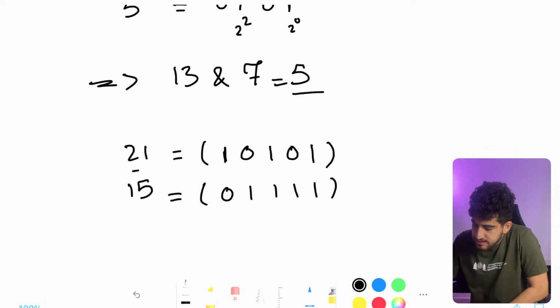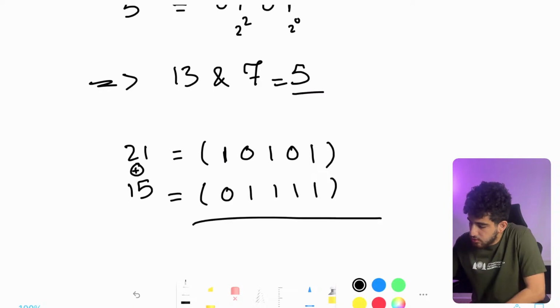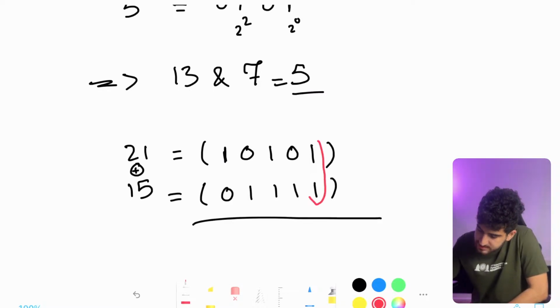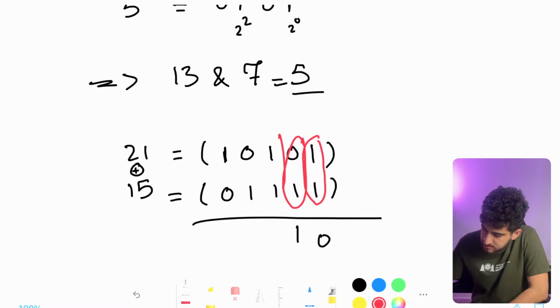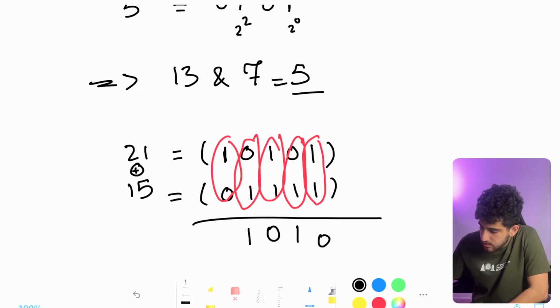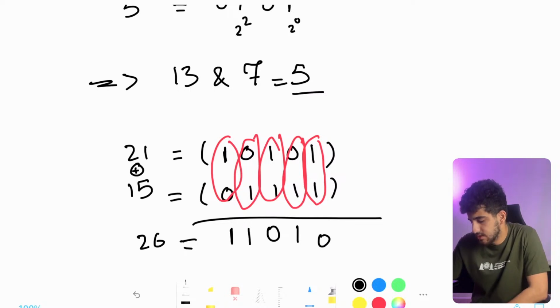Assume that we want to calculate XOR of these two numbers. When we calculate XOR, we go bit by bit, and exactly one of them must be 1 so that the result will be 1. So this is going to be 0, because both of them are 1. This is going to be 1. This bit is going to be 0. This bit is going to be 1. And this bit is also going to be 1. So XOR of them is going to be this, which is 16 plus 8 plus 2, 26.